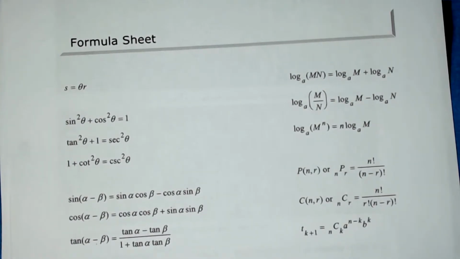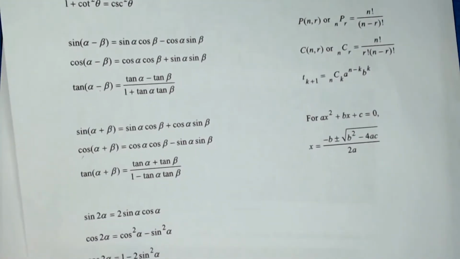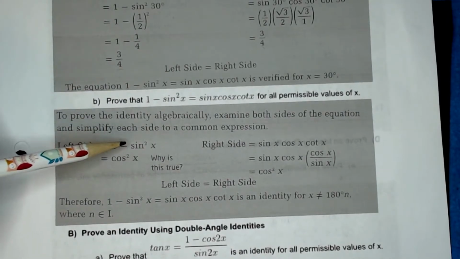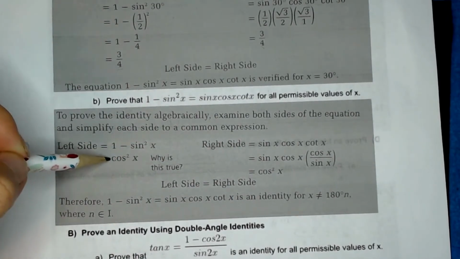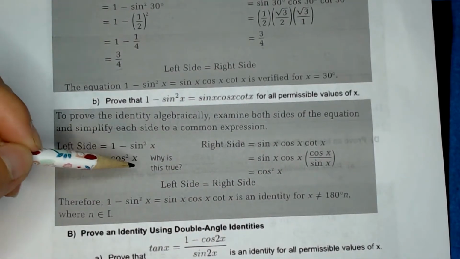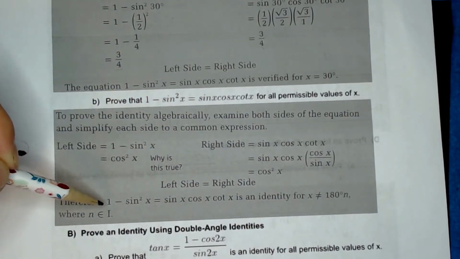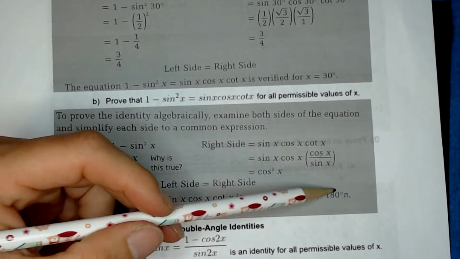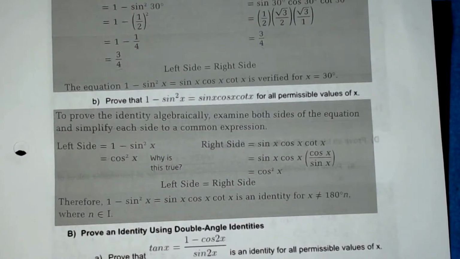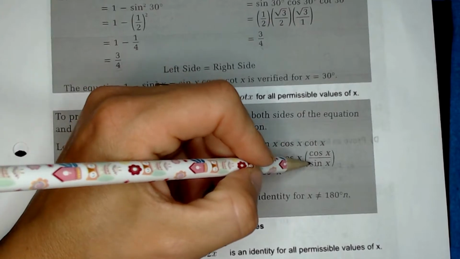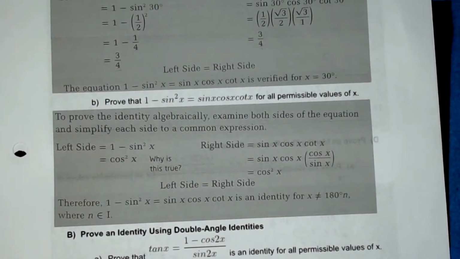If you're lost going, where did those values come from, look to your formula sheet first in those two sections, and it may help you to isolate your variables. When we reduce down the left and right hand side, we end up with cos squared x equals cos squared x. Therefore, the left side equals the right side, and we know that this is true. However, we do have a non-permissible value at 180 degrees n, where n is any integer. So be conscious of the terms you're dealing with that will give you an undefined value. That is what creates that 180 degrees n.